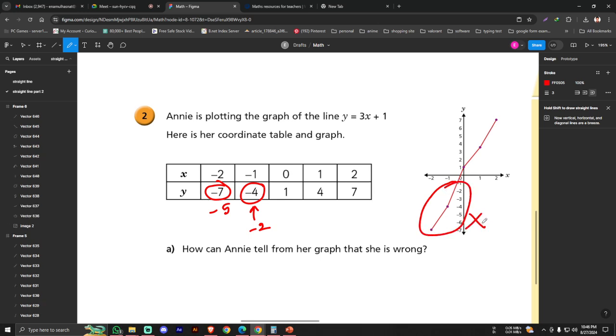It should be modified, and the graph should be placed in the right way. Here we should correct the graph or improve it by placing -5 and -2, right? Correcting the coordinates. So this graph is also not correct, right? Yes. Okay, next one.